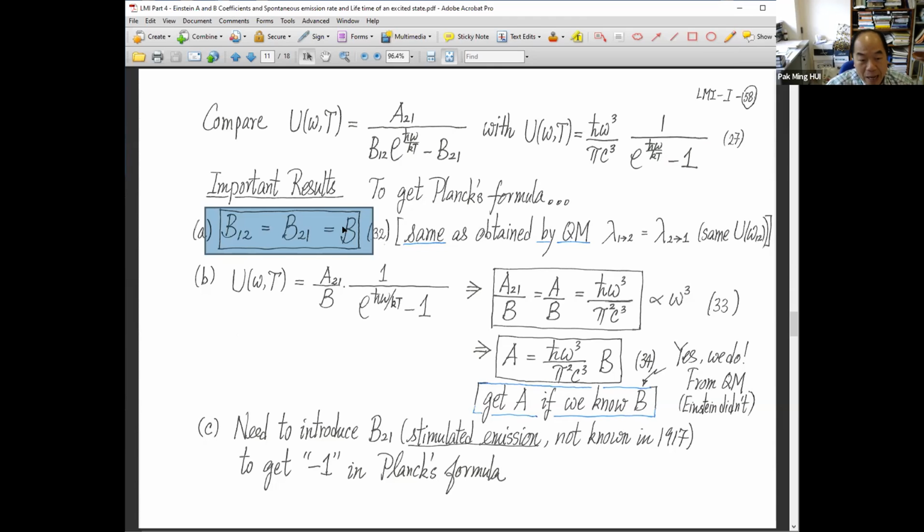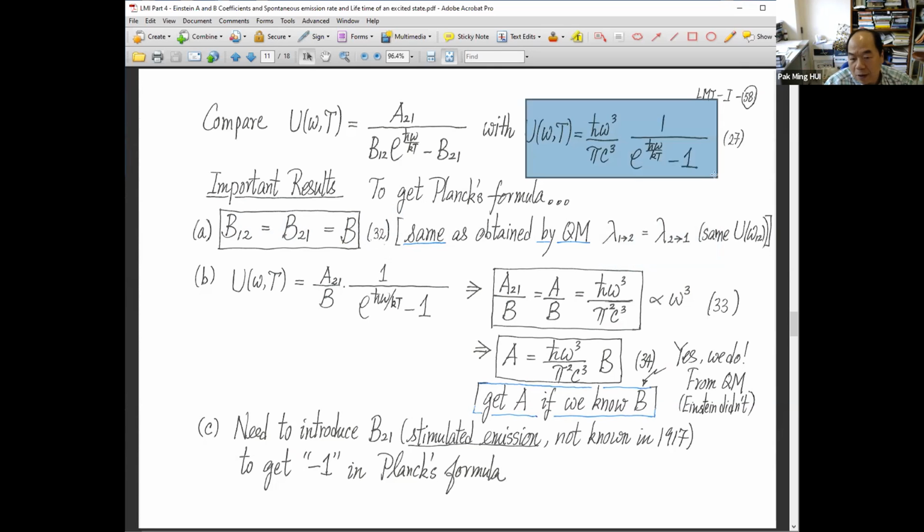Okay. But don't be carried away. Even Einstein knows this. He did not know the formula. Okay, he has to wait for a few more years. But the point is that due to equilibrium processes and due to this experimental fact, the stimulated emission and stimulated absorption rate must be the same.